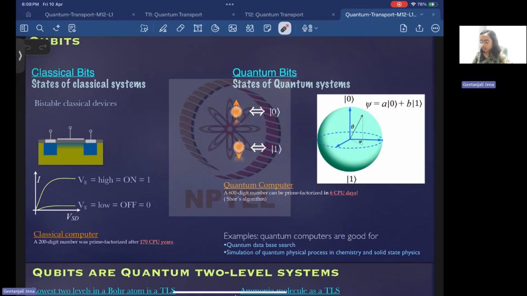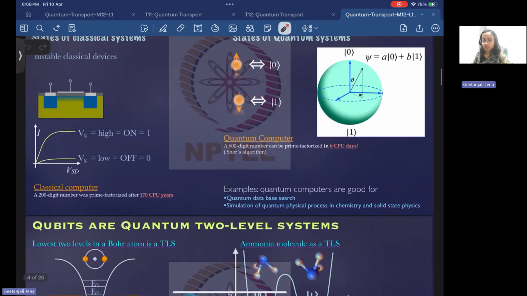Okay, and we can also see the efficiency of a quantum computer just by looking at these numbers. For a classical computer, you can prime factorize a 200 digit number in 170 CPU years. But if you have a quantum computer, it's possible to prime factorize a 600 digit number in only 6 CPU days. So this is one of the advantages and efficiencies of quantum computing.